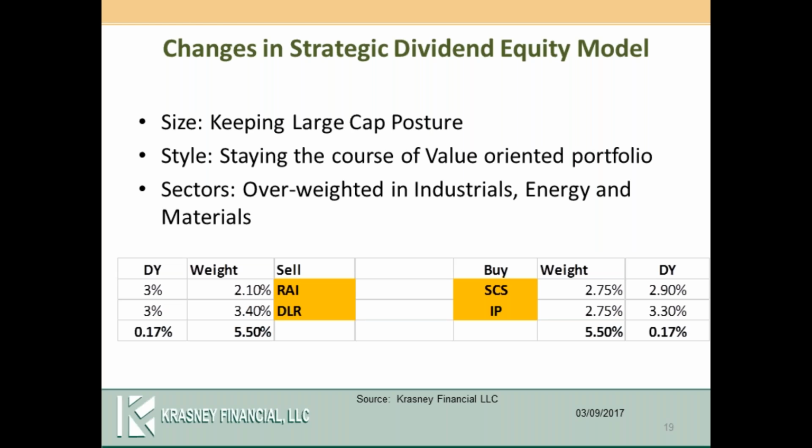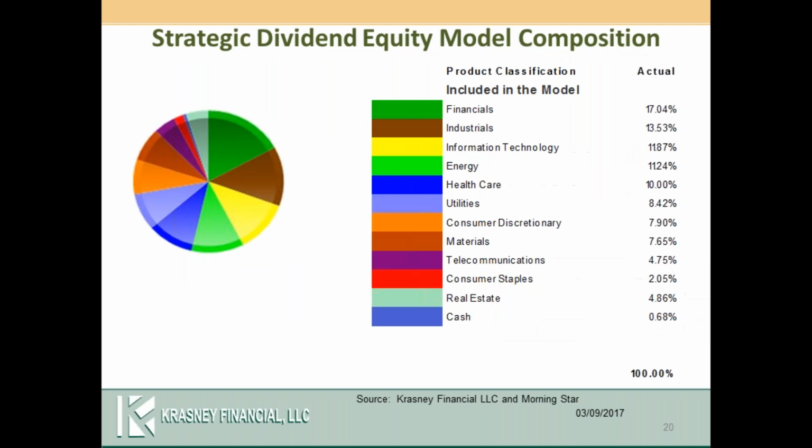We sold a couple of positions, Raymond James and Digital Realty Trust, a REIT, and we bought SDC and International Paper, shifting a little bit towards industrials and materials. But as you can see, our dividend was pretty much unchanged. And from the composition, you see that it's a very well balanced portfolio.